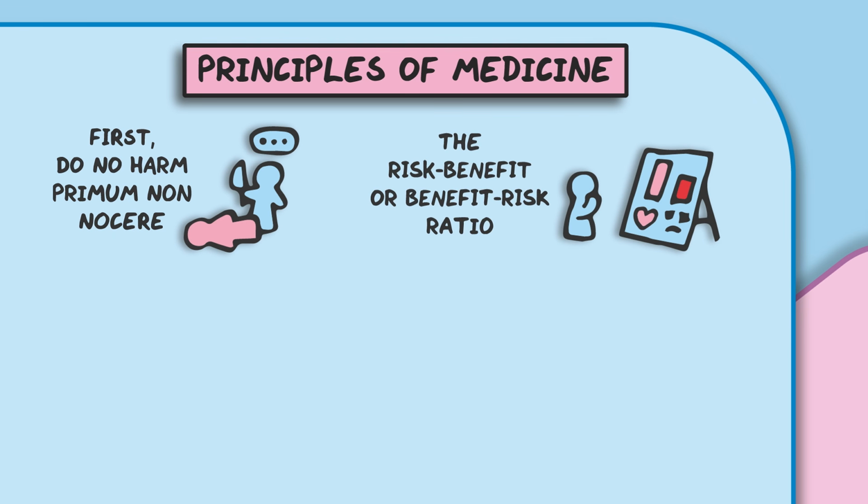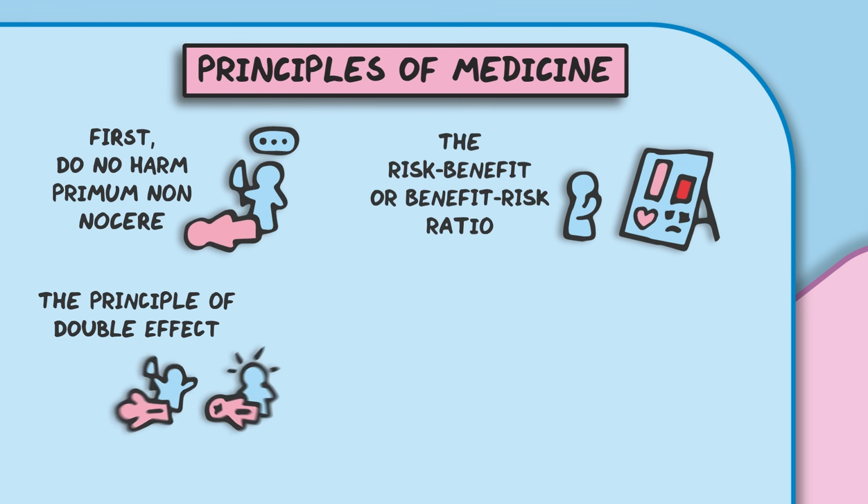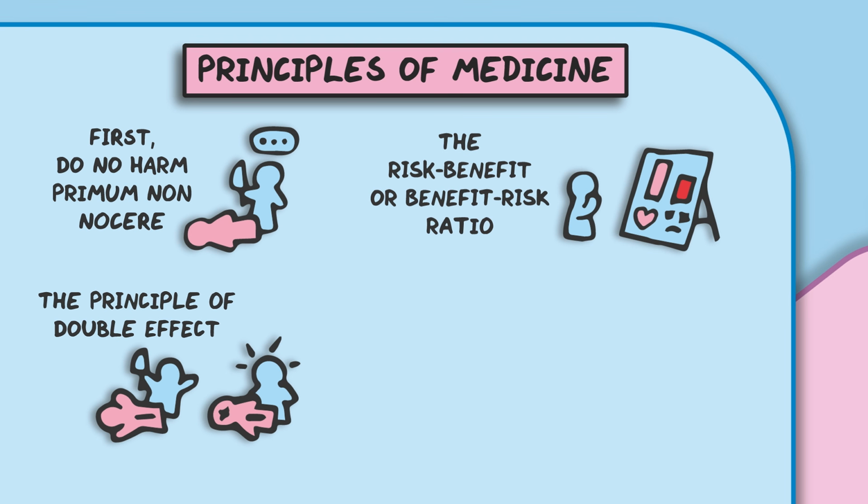The risk-benefit or benefit-risk ratio is a way of attempting to weigh up the risks of an action compared to the benefits of that action, based on the understanding that it's necessary to accept a certain level of risk in our lives in order to achieve certain benefits. The principle of double effect says it's permissible to have a harmful side effect of a treatment, even resulting in death, so long as it's not intended and occurs as a side effect of a beneficial action.